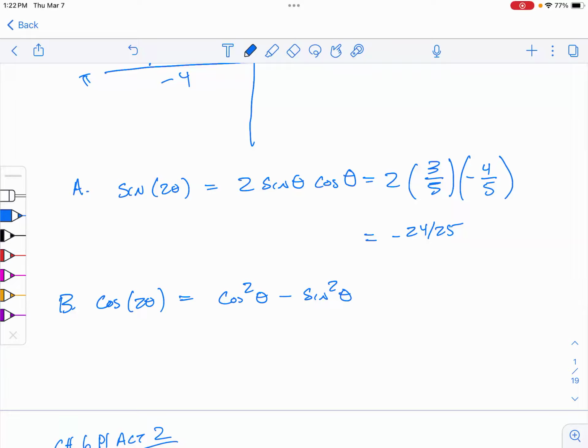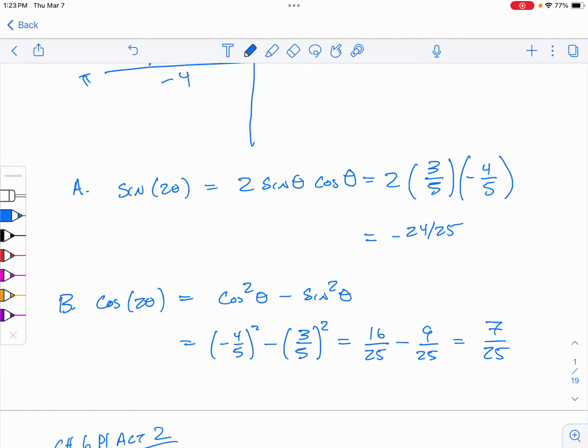Now, I typically always use this one because that's the one that I have memorized. That is the first one, and the other two are just repeated variations of this. You have the cheat sheet in front of you, just use whichever one is easiest. And we already found both sine and cosine. So let's see, 16/25 minus 9/25 equals 7/25. Beautiful.